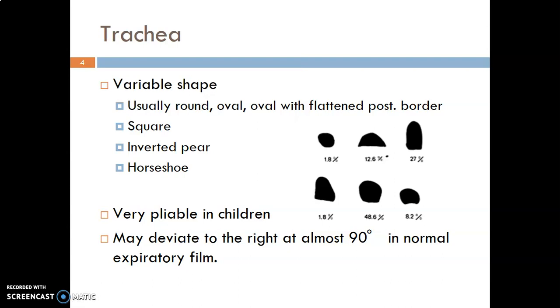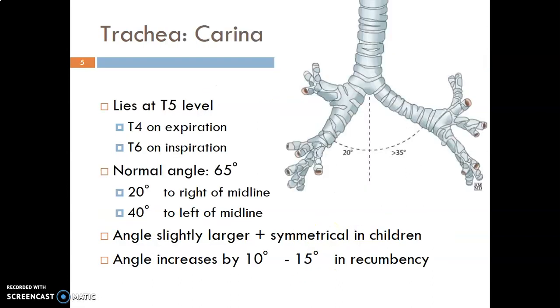So the trachea is usually variable in shape. It could be round, oval, or flattened, or with a posterior border. It could be squared, it could be horseshoe shaped. So these are the different shapes of the cross section of the trachea. And it's usually very pliable in children, and it may deviate to the right at almost 90 degrees in a normal expiratory film.